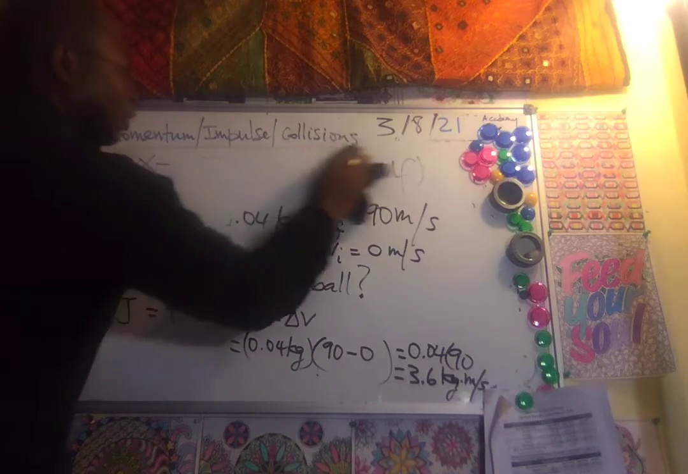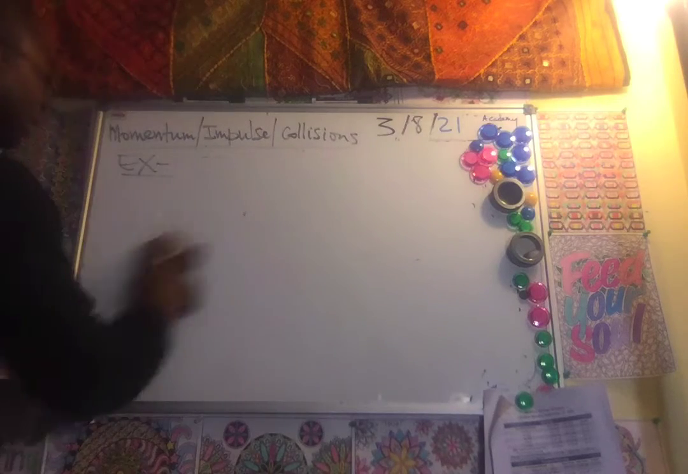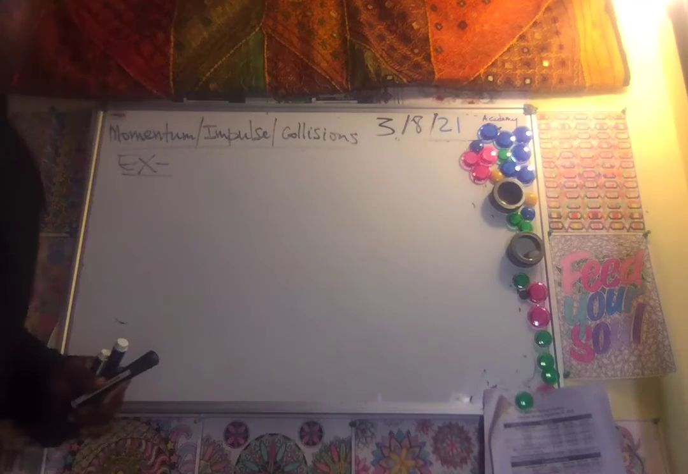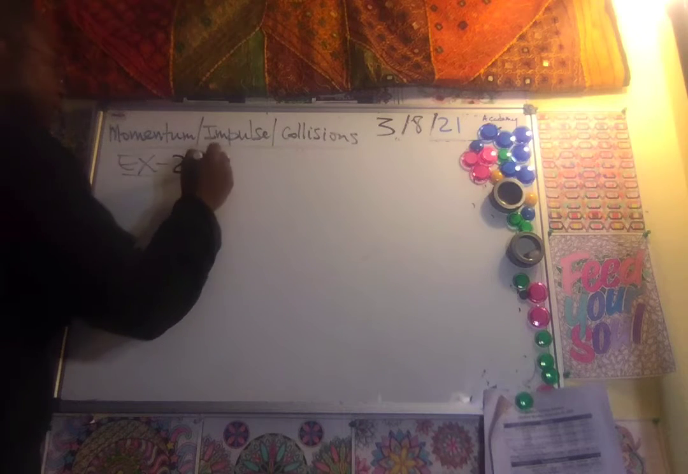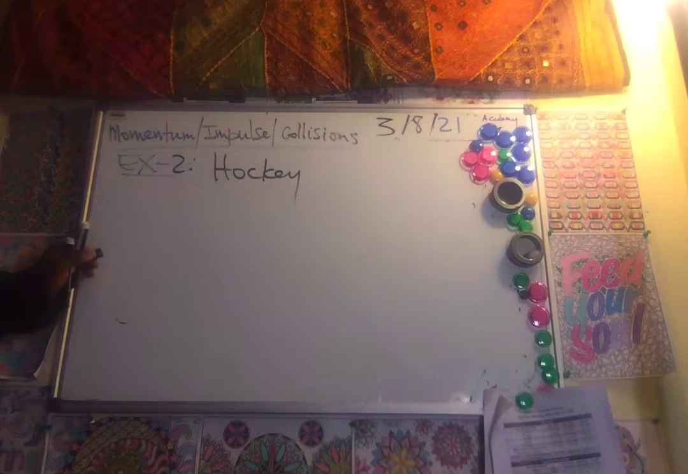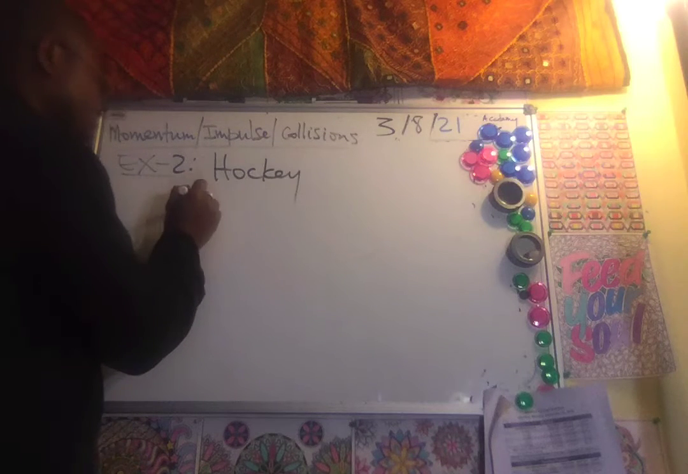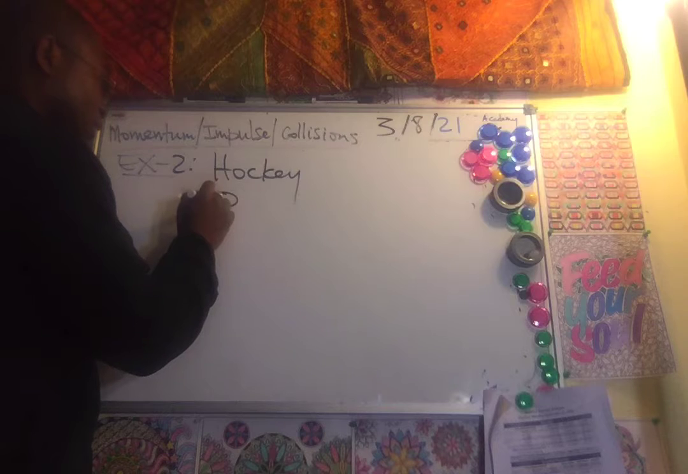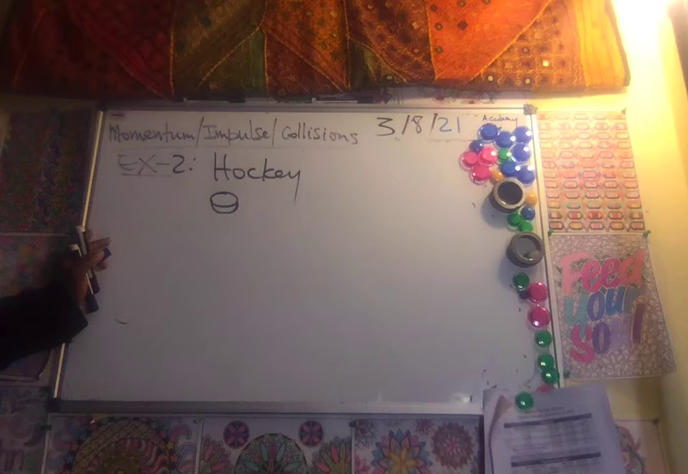Example number 2. So the first one was golf with Tiger Woods. Second one, we're gonna do hockey. Right? I'll use a different sport. Okay, hockey. So we're gonna have a hockey puck. Right? So you guys all know. It's gonna be ice hockey. Okay.